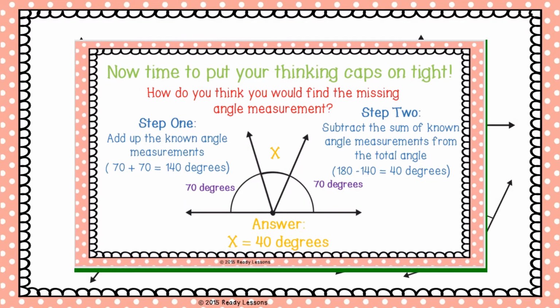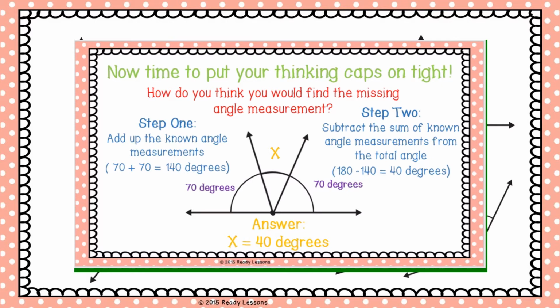Now, tighten those thinking caps up just a little bit more. How do you think you would find the missing angle measurement? Well, you would look at your angle, and the angle on the left is 70 degrees. The angle on the right is 70 degrees. So 70 plus 70 equals 140 degrees.